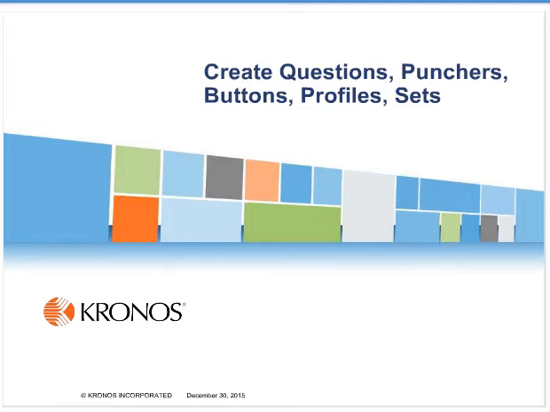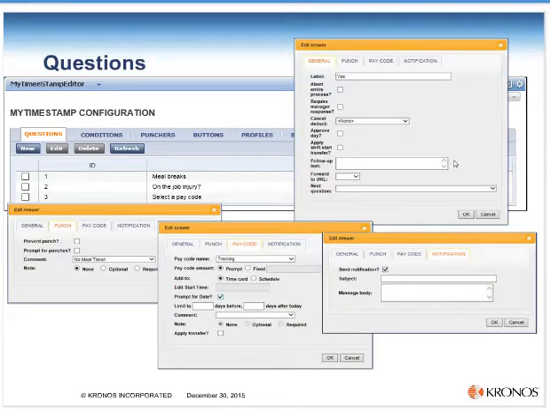My timestamp configuration consists of creating conditions, questions, punchers, buttons, profiles, and possibly button sets. Questions allow an employee to record additional information along with their punch, such as whether or not a meal break was taken or whether or not they had mileage to report. Answers are configured within the question itself, and you can see here that we have configured a yes answer for the short break question.